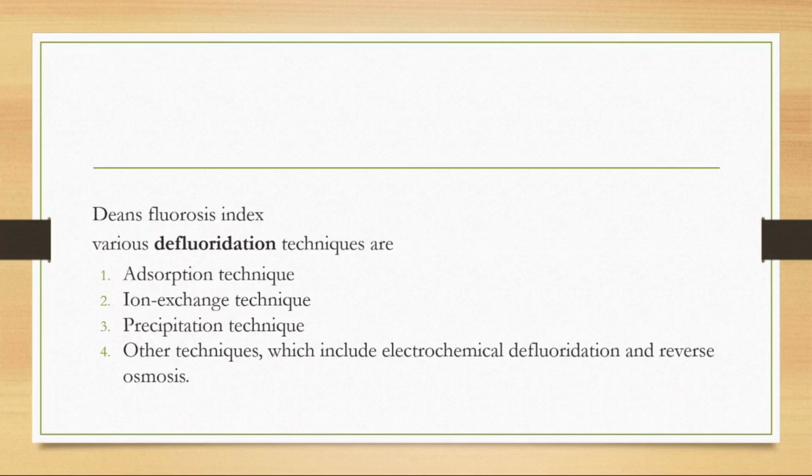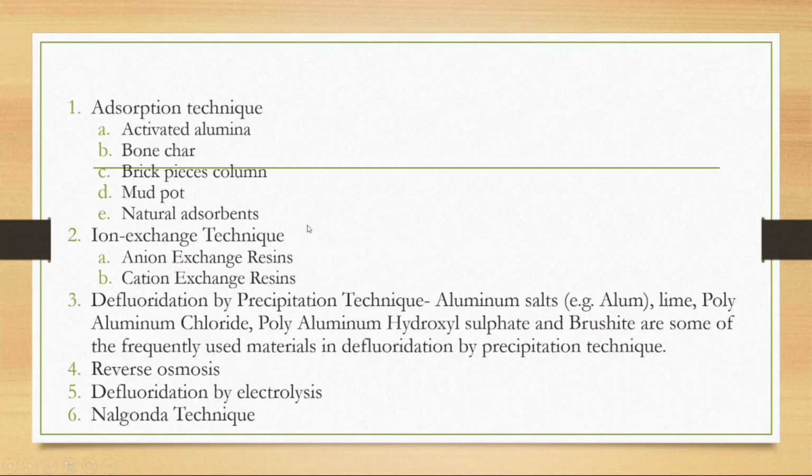After that, defluoridation techniques. We have many techniques. One is adsorption, then ion exchange technique, precipitation, electrochemical and reverse osmosis. Adsorption is by using activated material, that is, the fluoride gets adsorbed to the surface. Adsorption and absorption are different. Adsorption is on the surface, okay, absorption is within. So adsorption can be done using bone char, brick piece column, mud pot, natural adsorbent, activated alumina.